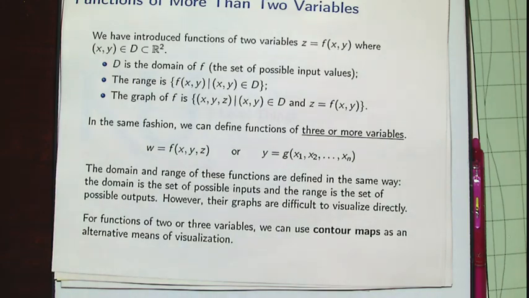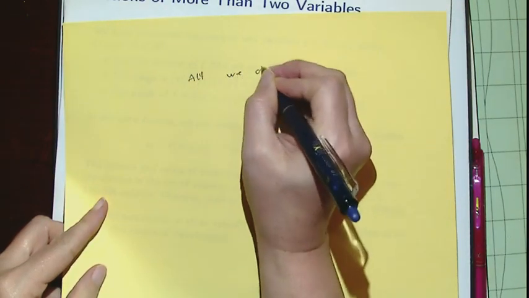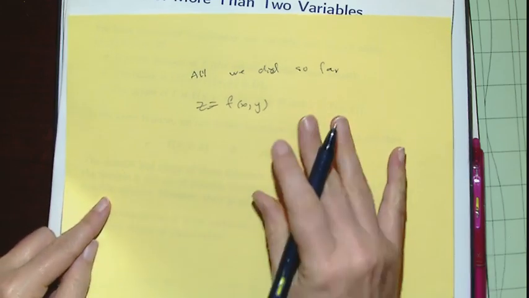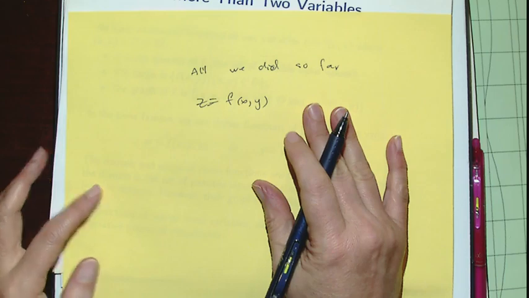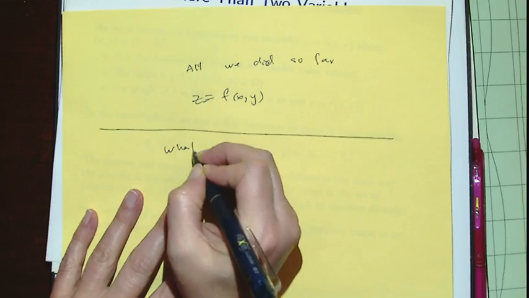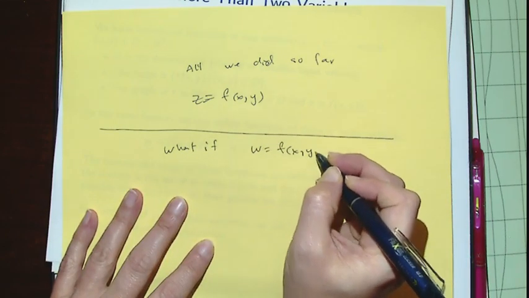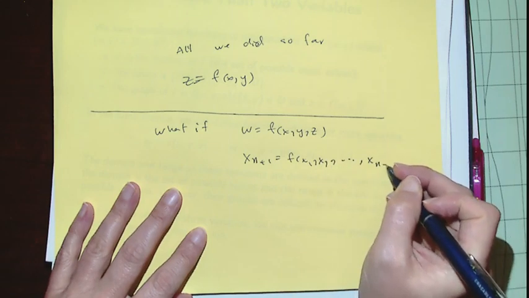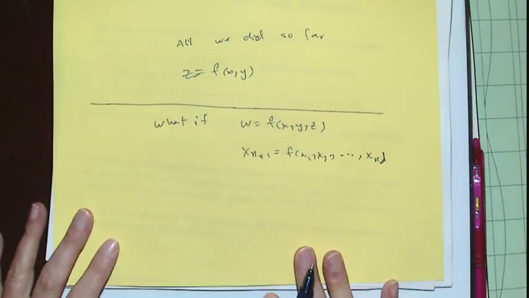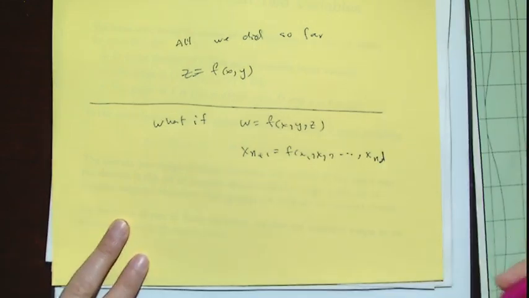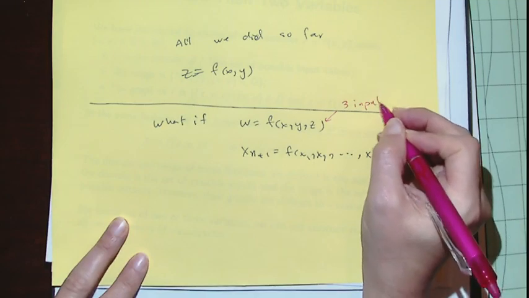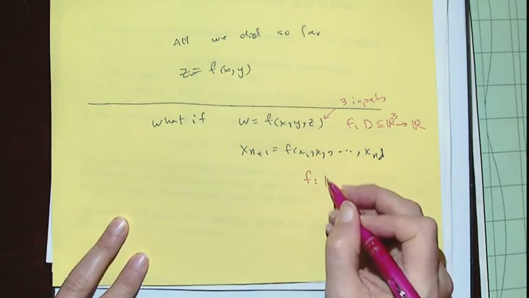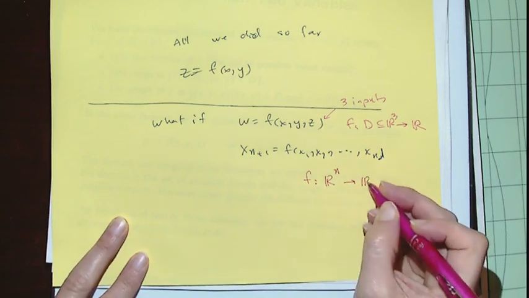But all we did so far is z equal to f of x and y, function of two variables. What if I have functions of more than two variables, right? So what if, let's say w equal to f of x and y and z, or x_{n+1} equal to f of x1, x2, all the way to xn. How many inputs here? 3 inputs. So this is f from D subset of R3 to R. And this one is, I should have called this g, from R to the power n to R, n inputs.